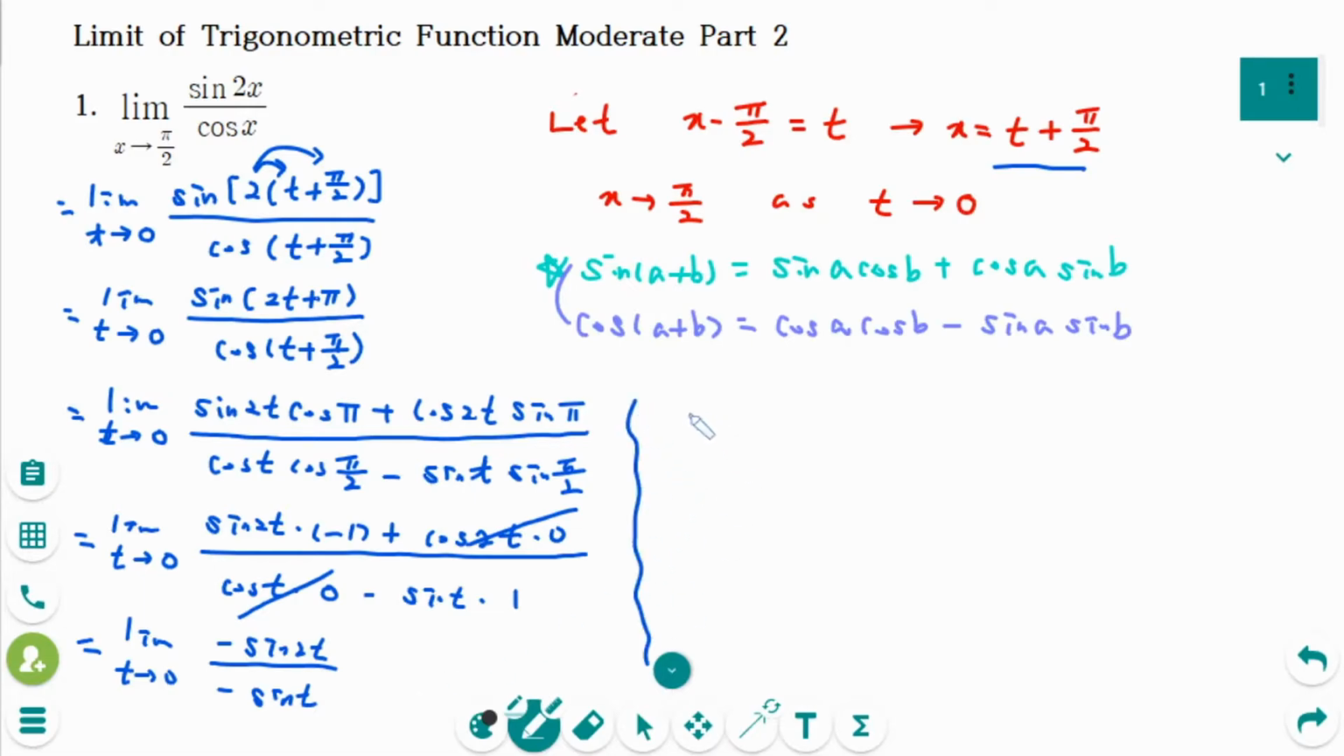Then this one is limit as t approaches 0, make positive, sine 2t over sine t. Do you remember this one? Just take the number 2 over 1, which is 2. That is the final answer.